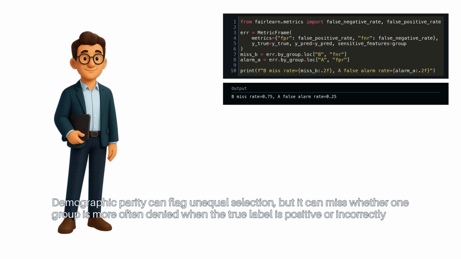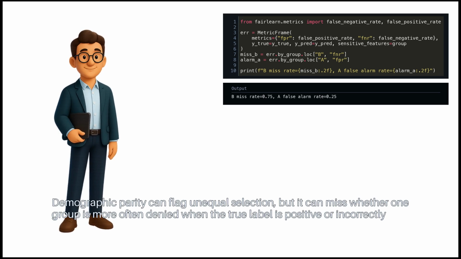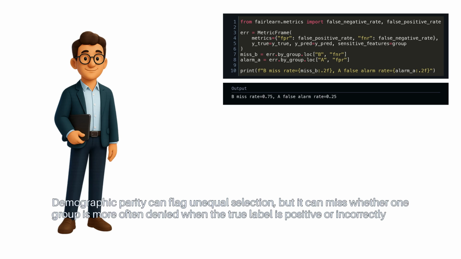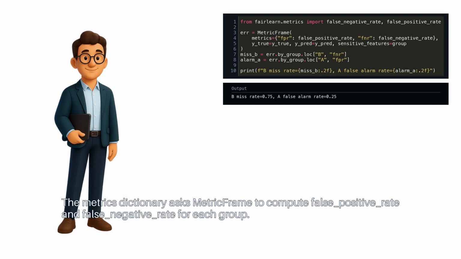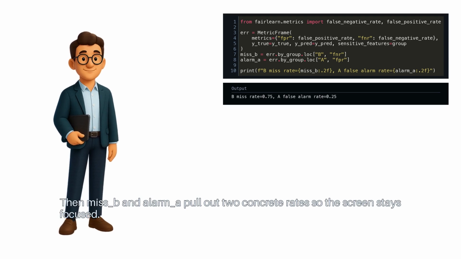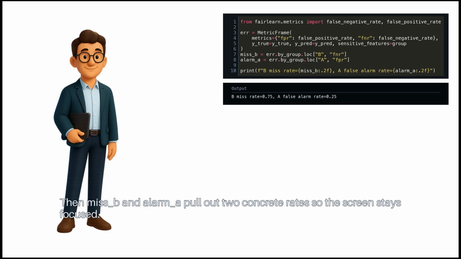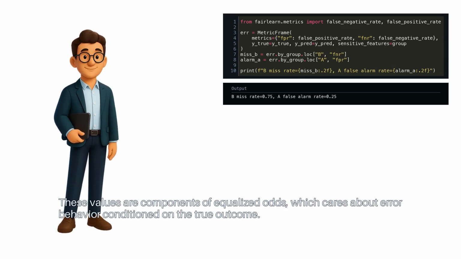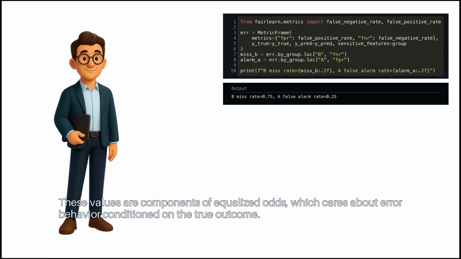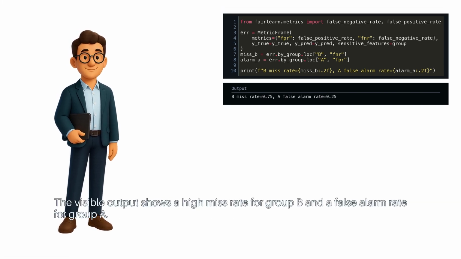Demographic parity can flag unequal selection, but it can miss whether one group is more often denied when the true label is positive, or incorrectly selected when the true label is negative. The metrics dictionary asks MetricFrame to compute false positive rate and false negative rate for each group. Then miss B and alarm A pull out two concrete rates so the screen stays focused. These values are components of equalized odds, which cares about error behavior conditioned on the true outcome. The visible output shows a high miss rate for Group B and a false alarm rate for Group A.